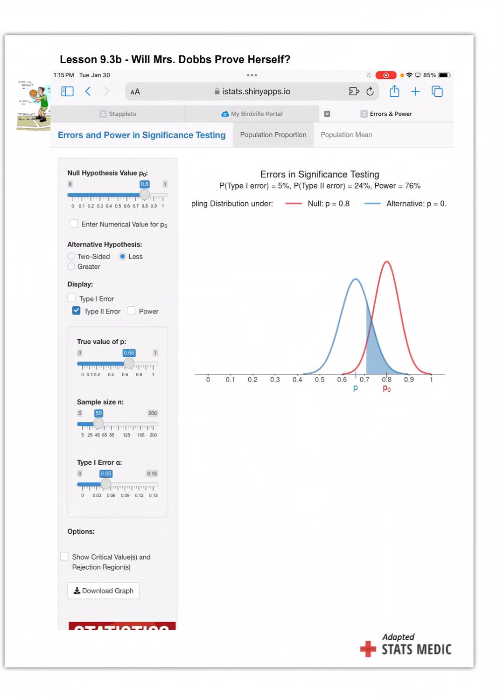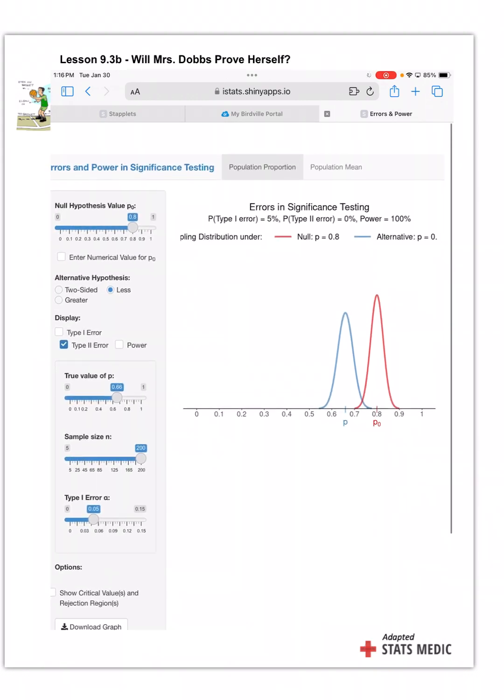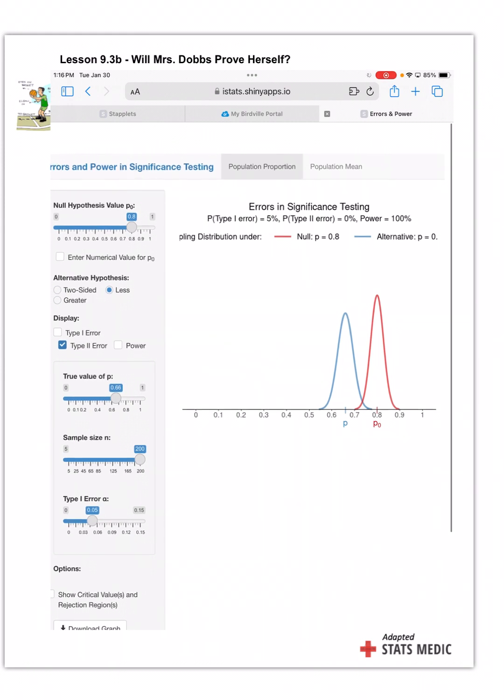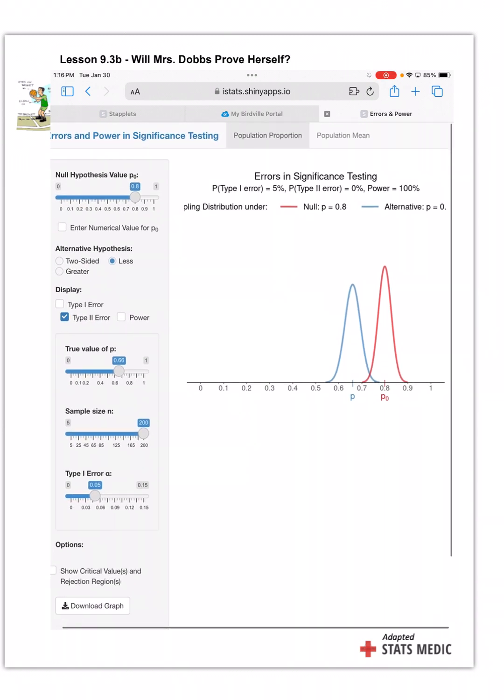So let's just see. If I take this sample size from 50 and I crank it all the way up to 200, look what happened to power. 100%. 100%. Does that follow what you know logically? So if we increase our sample size, we're going to increase our power. Now, I'm going to take that sample size back down to 50.